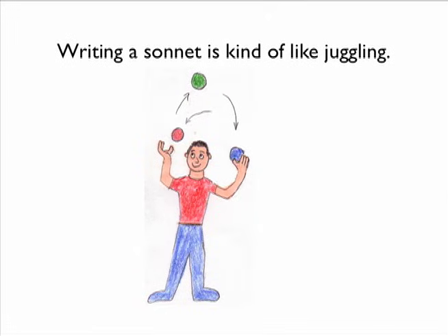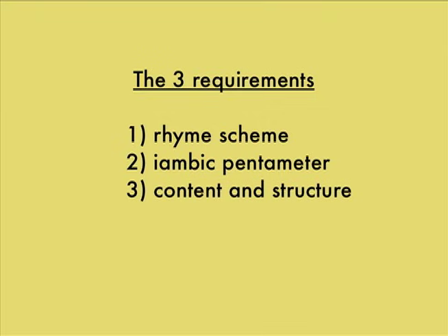Writing a sonnet is kind of like juggling because you have to do three things simultaneously. You can't do one, then the other, and then the other. You have to do all three at the same time as you write each line. Those three things, the three requirements for it to be a sonnet, are as follows. 1. It has to follow a specific rhyming pattern called a rhyme scheme. 2. A sonnet is written in a specific kind of rhythm called iambic pentameter. And 3. Depending on who you're writing for, the sonnet may have rules regarding content and structure.